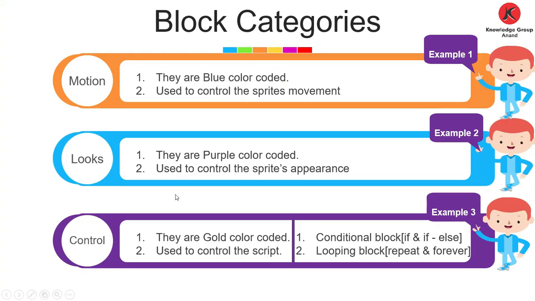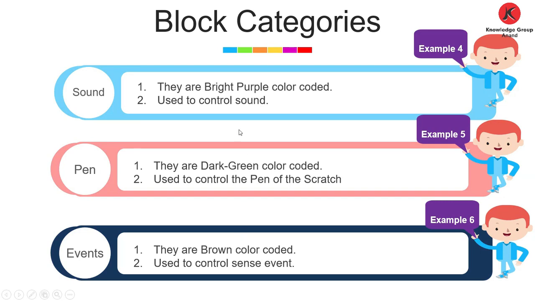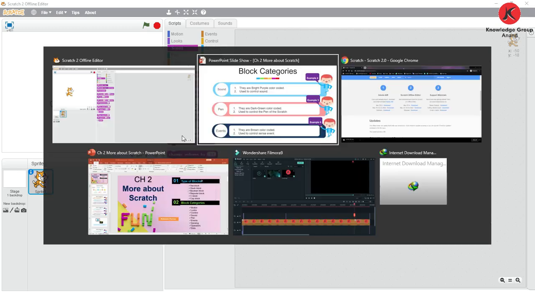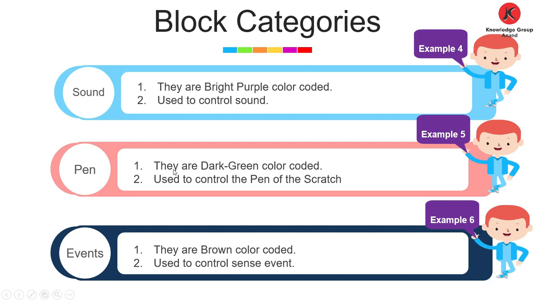Okay, next one is sound. They are bright purple color coded and used to control the sound. So here the sound block is there. These are called sound block drawers. And when any sprite wants to speak or make any kind of sound, then we can use this play sound block drawer.